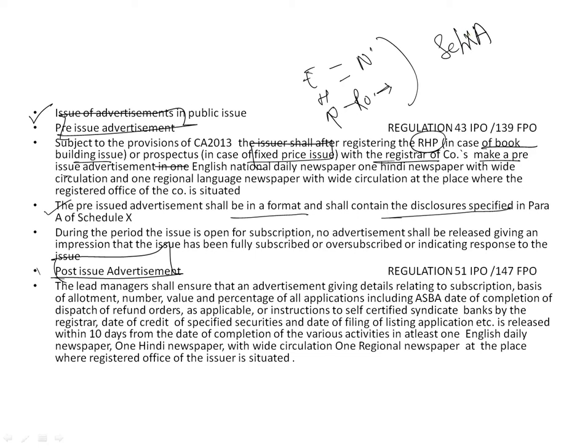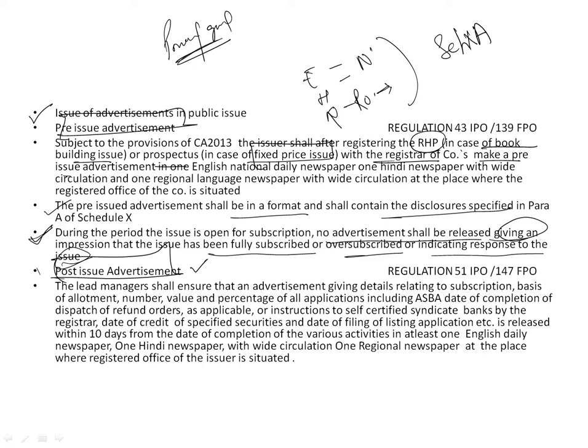Now, the post-issue advertisement. So once the pre-issue advertisement is through, we talk about the post-issue advertisement. Prior to that, I would like you to put your attention to this. During the period till the issue is open, just like if you look at today, the issues are open for Power Grid for subscription of their IPO, no advertisement shall be released giving any sort of impression that the issue has been fully subscribed or oversubscribed or indicating response to the issue. Prior to that, you can do anything that you want.